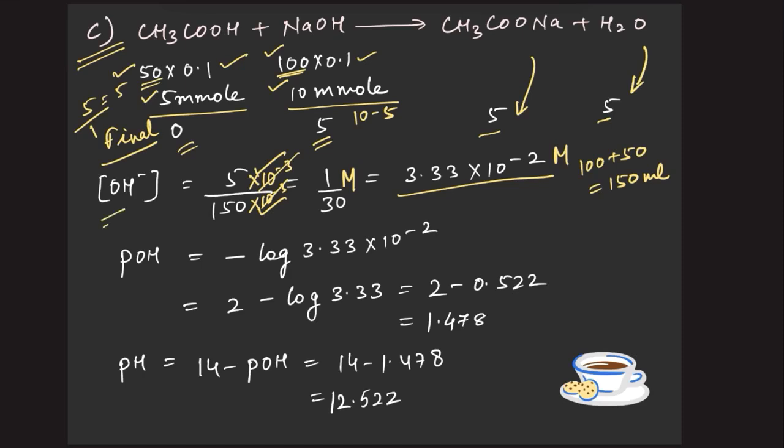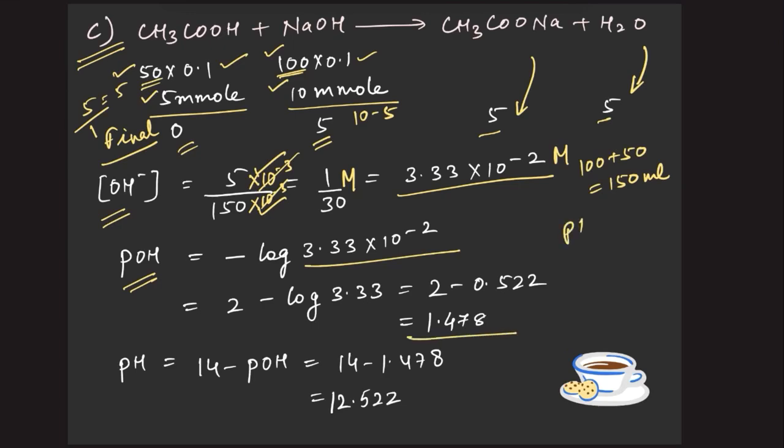OH minus ion concentration, now you know. So from the OH minus ion concentration, calculate the pOH. What is pOH? Minus log of OH minus ion concentration. Solving, pOH of the solution is 1.478.